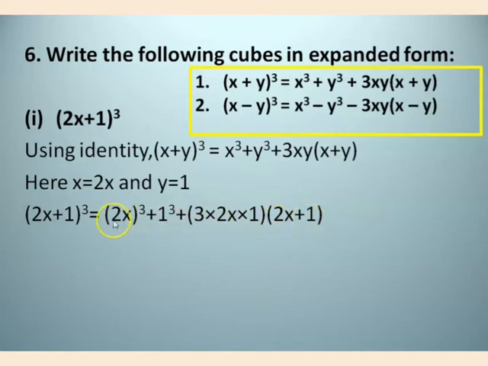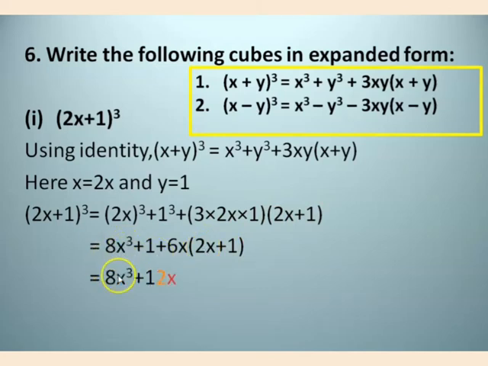So 2x cube, that is 2x into 2x into 2x, that will be equal to 8x cube. 1 cube is 1 and 3 into 2x is 6 into 1 is 6x. 2x plus 1 we are writing as it is, and this can be further written as 8x cube plus 6x into 2x is 12x squared. 6x into 1 is 6x. This one we are writing as the last term.